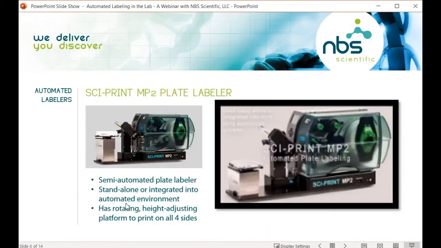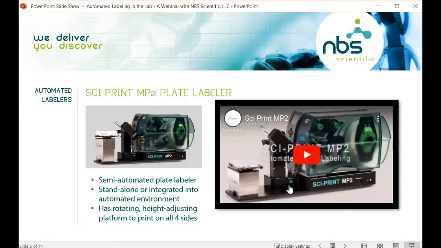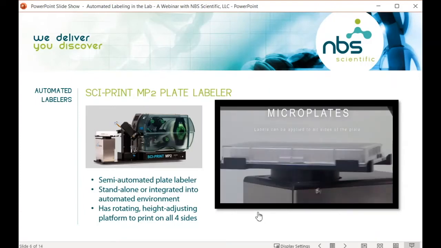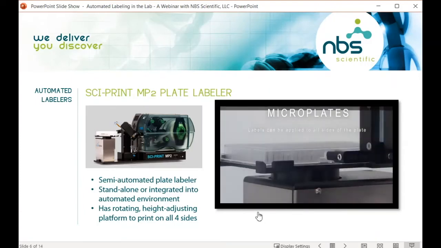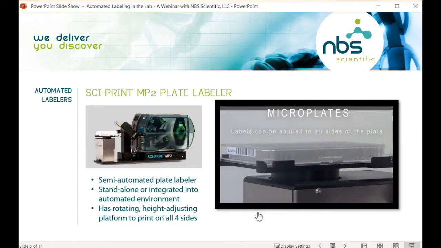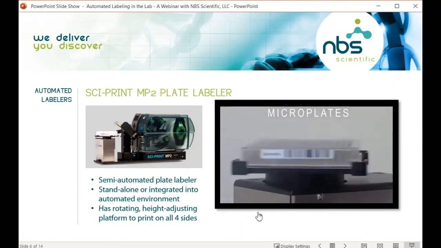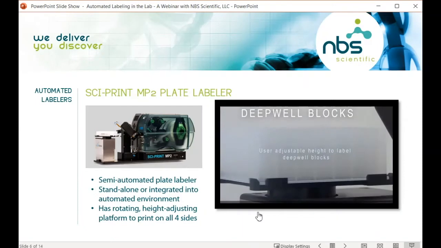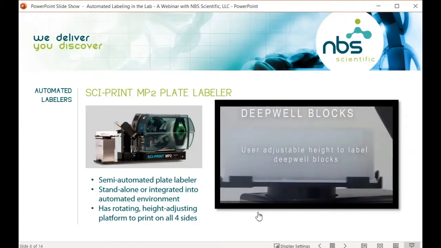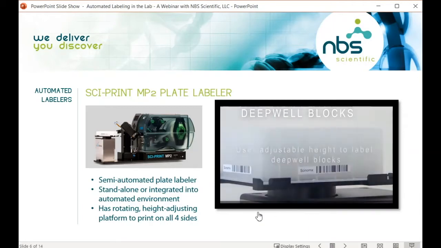So to begin with, we have the Sci-Print NP2 plate labeler, and I'm just going to play some of these videos. Hopefully they work for you all. So the NP2 plate labeler is a semi-automated label printer that can print and apply labels to various microtiter plates and deep well blocks. It can be used as a standalone system where you manually load the plates onto the plate deck, or it also can be integrated into a fully automated environment.